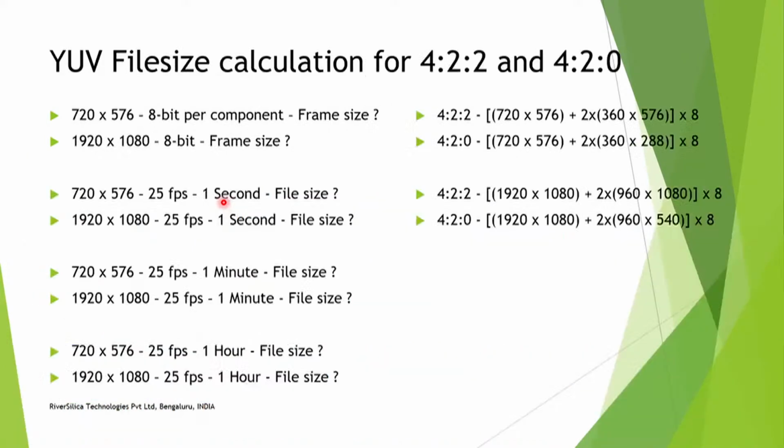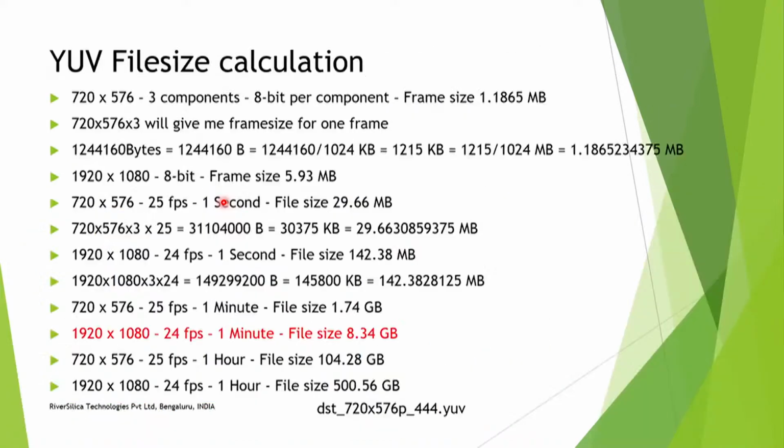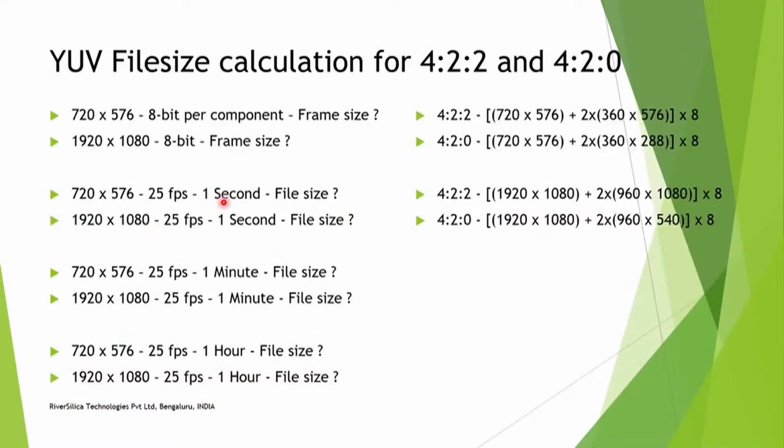This is a method. So far we have calculated the YUV file size keeping Y the same size, U the same size, and V the same size. But now for 4:2:2, width is halved, but height remains the same for the U and V components. The Y component will be as it is. Then how do we calculate the frame size for a 4:2:2 YUV file?